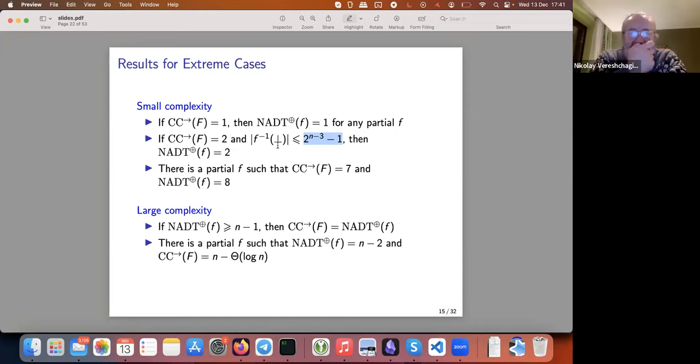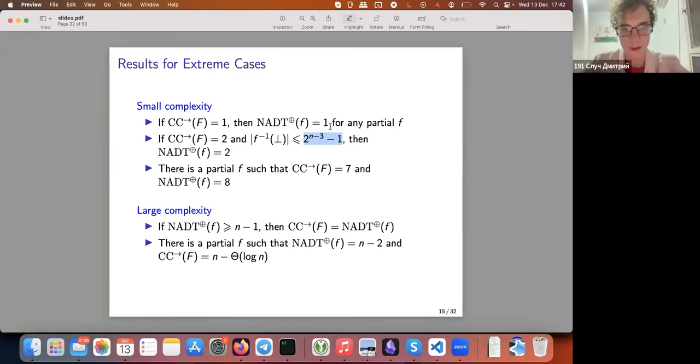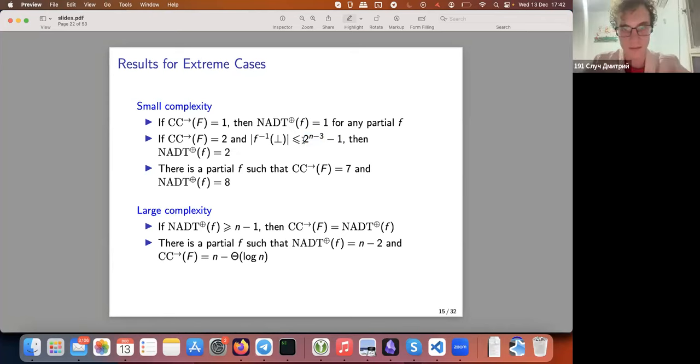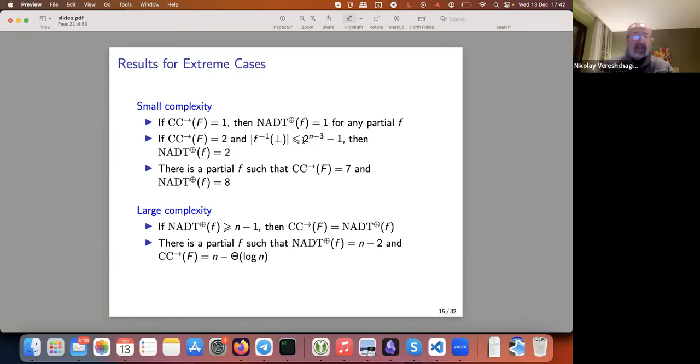So if it is 1, then the non-adaptive Fourier complexity is also 1, whatever function you start with. If it is 2, and the function is undefined on at least 1/8 of its inputs, we got rid of the division by square root of n. So we relax this bound a bit. Okay, so then they again coincide.